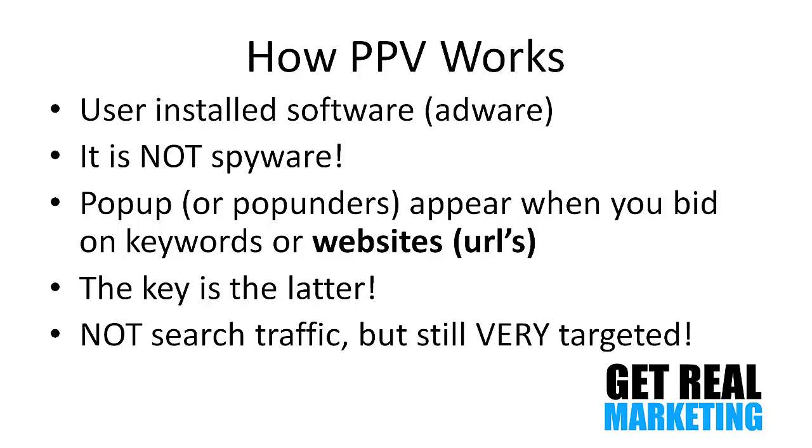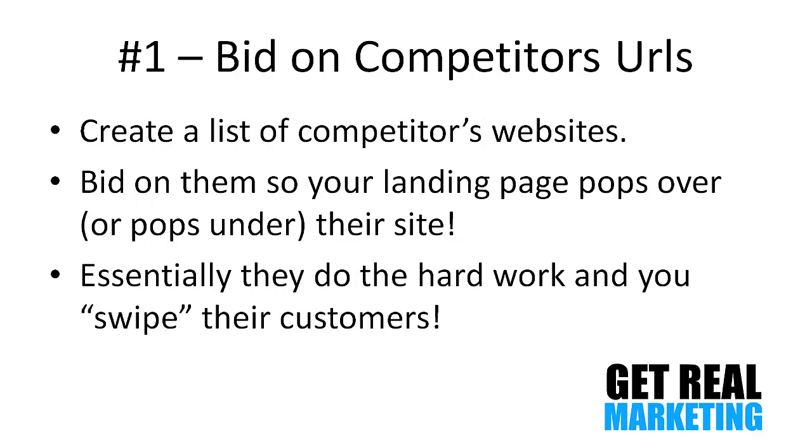It's popping up over certain websites, and more specifically certain URLs, http:// whatever that actual URL is. Now, although this is not search traffic, this is still very targeted traffic because you know what website these people are on. And then you can target based upon whatever website they're on, which offers are going to be more relevant to them. So, trick number 1, you can bid on competitors' URLs.